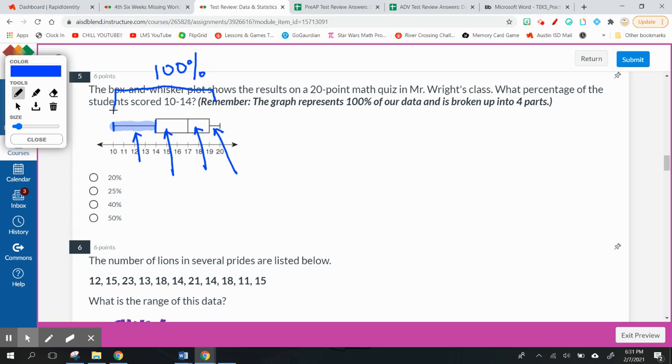All right, so a whole graph represents 100% of our data. It's broken up into 4 sections that all have the same amount of data, the same number of people. So essentially, we're taking that 100% and we're splitting it into 4 parts, which gives us 25%. Remember, think about it. Quartiles, quarters, a quarter is worth 25 cents. So a quartile is worth 25%.